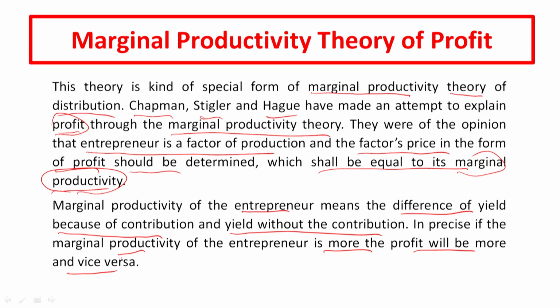So in this theory, the focus was on considering the entrepreneur as a factor of production, and here the marginal productivity is estimated on the difference of yield before the contribution of the entrepreneur and after the contribution of the entrepreneur. If the marginal productivity of the firm is more, the profit will be more. If the productivity is less, the profit will be comparatively less.